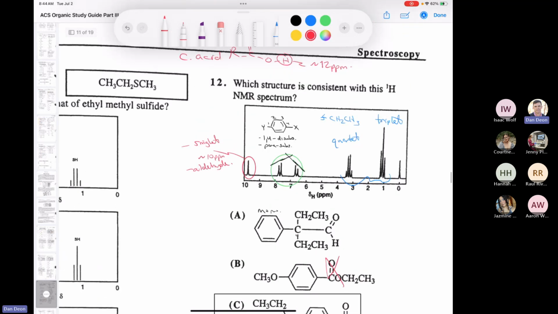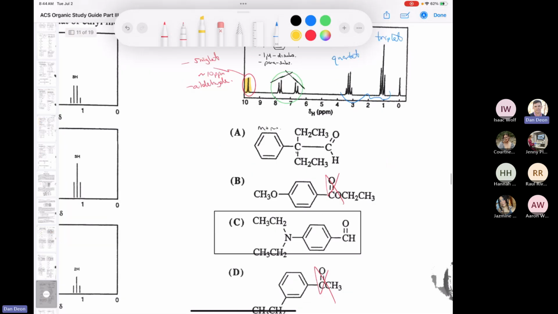Are you talking about this one, Isaac? Yes, it comes from this proton. It's the aldehyde proton.